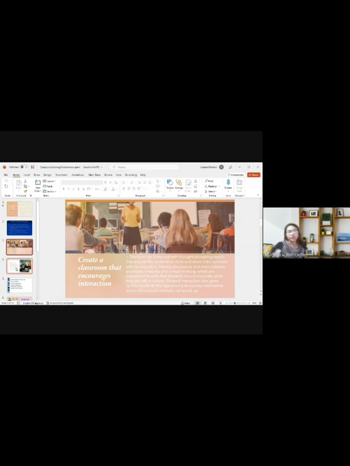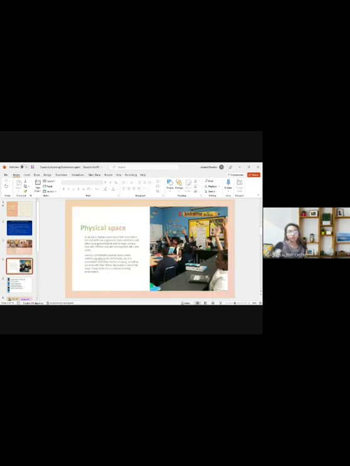So second is the physical space. That's the one that we talked about earlier. As a teacher, having a workspace, even for us, if we are not comfortable, if it's too cold or too hot, of course you cannot focus on the topic or what is being discussed in front of you.